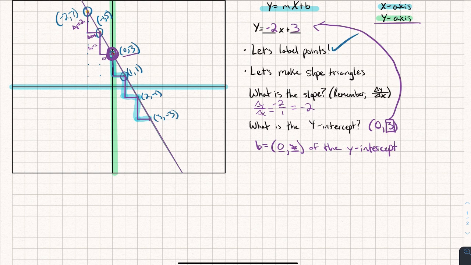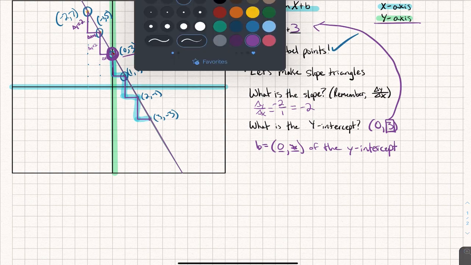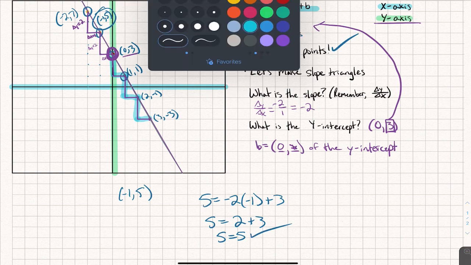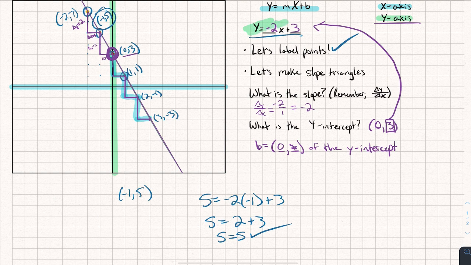Now, the way that you can check it is you can plug in each of the pairs of points and solve. So let's take this point right here, the -1, 5. I can say that 5 is equal to -2 times -1 plus 3, and I get 5 equals 2 plus 3. 5 equals 5, and I know that I'm right. But there we go. We have our equation of our line written perfectly in slope-intercept form. y equals -2 times x plus 3. Now it's your turn to go ahead and solve following the directions that I just gave.